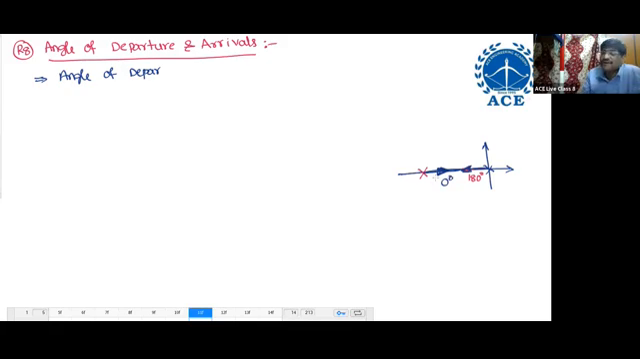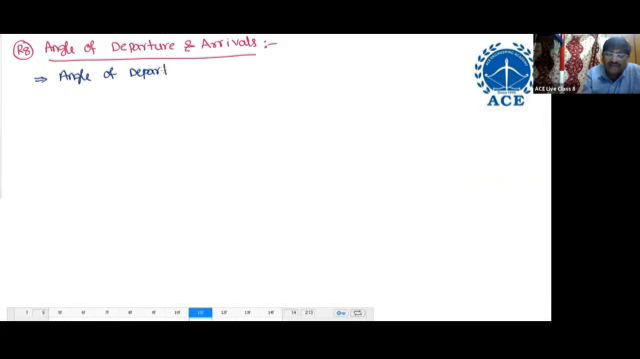So that means for real poles and real zeros, we can identify the angle of departure and arrival simply by observing the movement of the pole or zero along the real axis. That's why we have to calculate this only for complex poles and complex zeros.